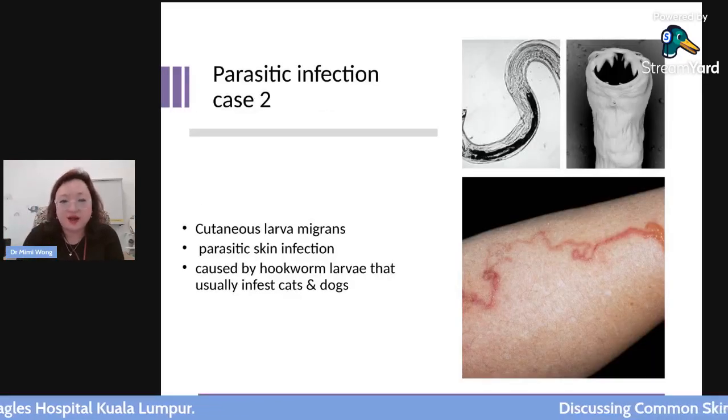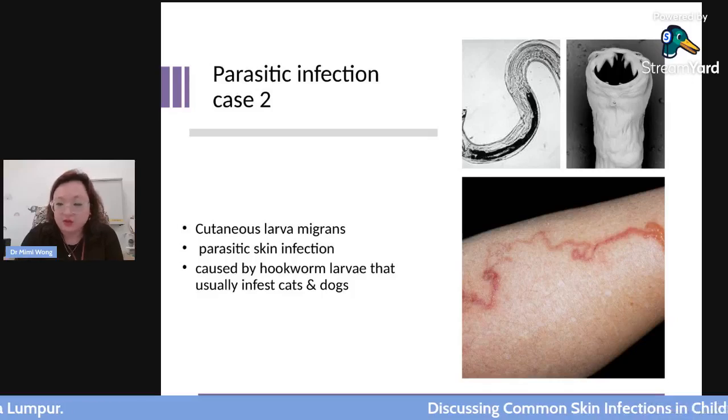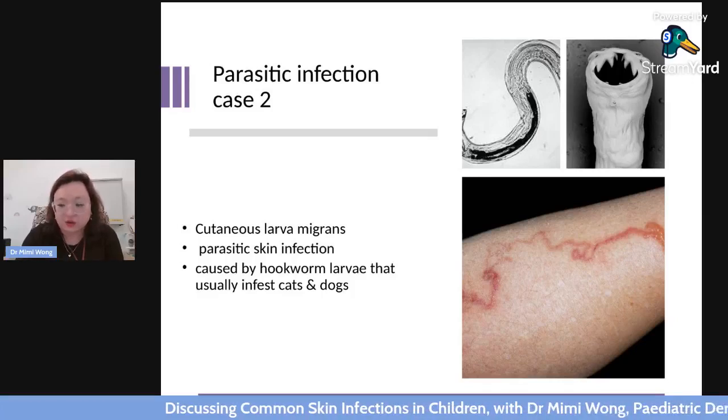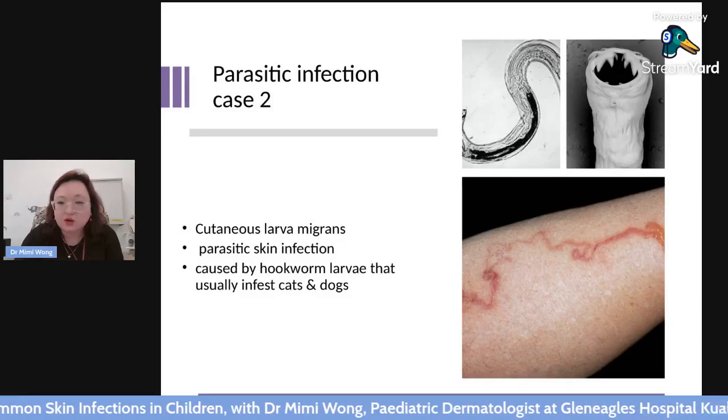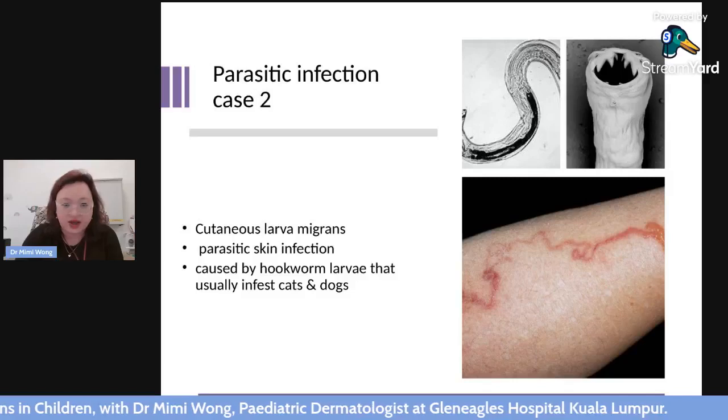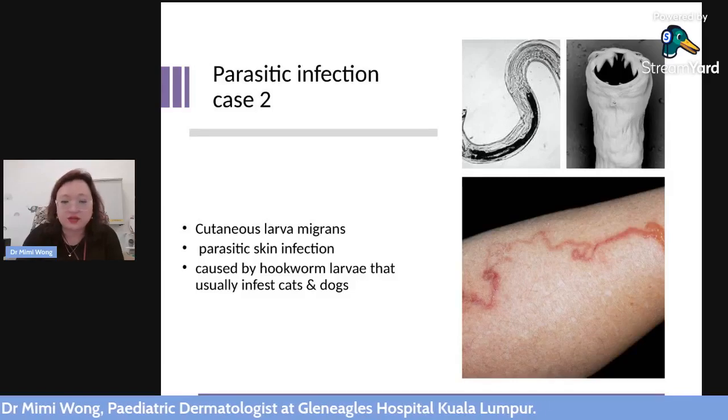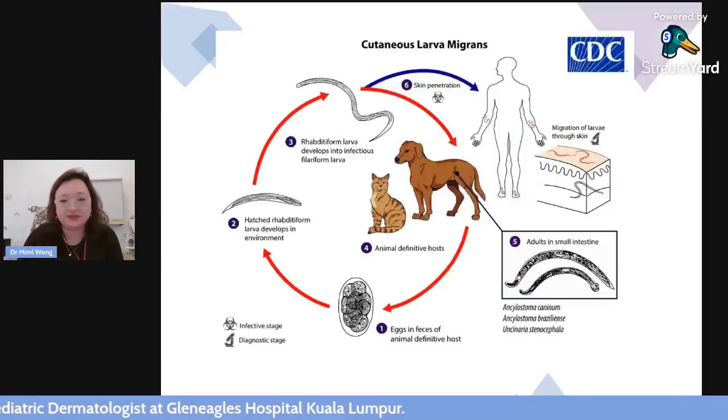This is a parasitic skin infection that infests cats and dogs. What happens is that the larvae penetrate the skin and crawl under the skin, causing allergic reactions. In the next slide, we'll show you how this happens, the cycle.